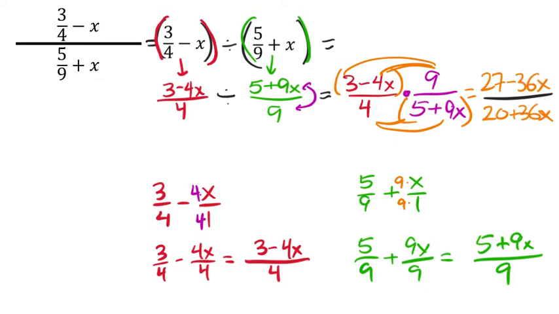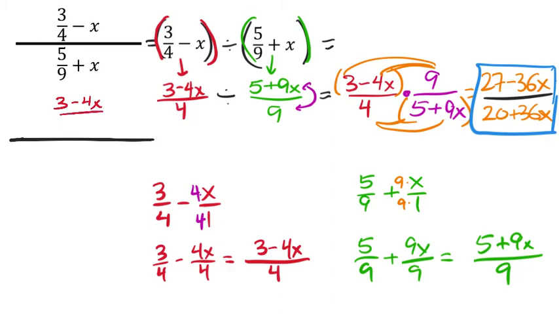Don't simplify that, because they're within a binomial, okay? But as far as I can tell, that's simplified. All this work that I did right here, some students like to do inside the fraction. They would show the fraction 3 minus 4x over 4, and the denominator would have been 5 plus 9x over 9. Then they take this, write it here, change it into multiplication, and simplify from there.